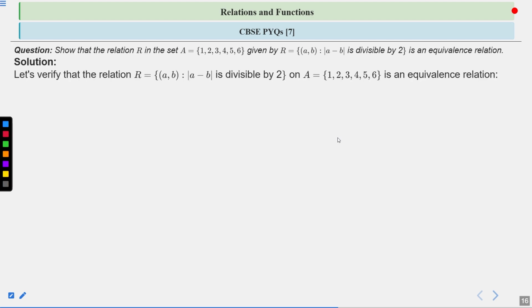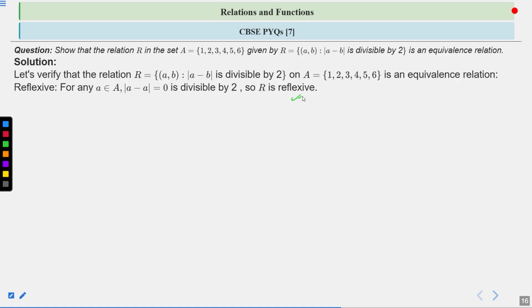So let's verify that the relation R = {(a, b) : |a - b| is divisible by 2} on A, which was {1, 2, 3, 4, 5, 6}, is an equivalence relation. For reflexivity, for any a belonging to A, (a, a) must lie in the relation R. The absolute value of a minus a is 0, and we know that 0 is divisible by 2, right? So R is reflexive.